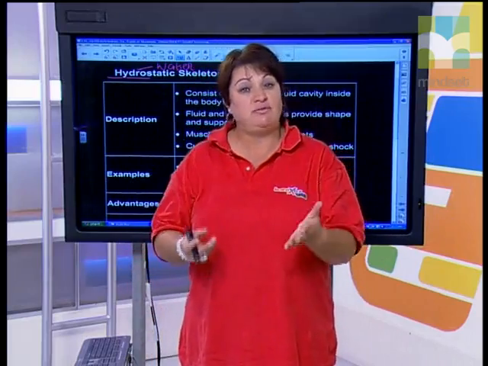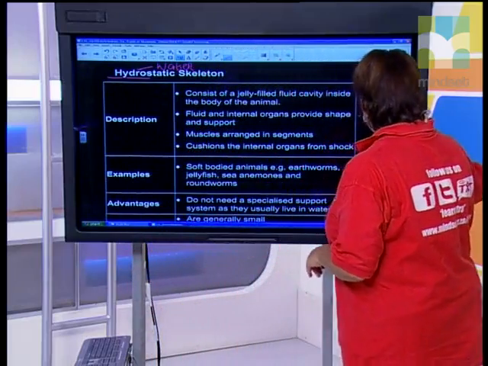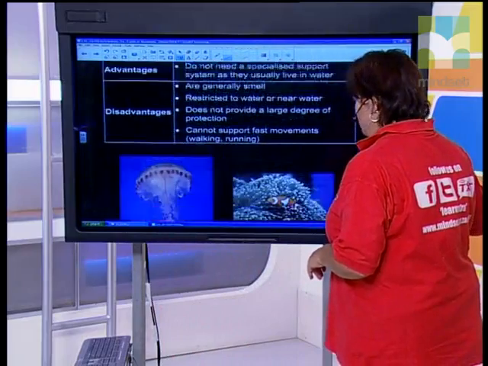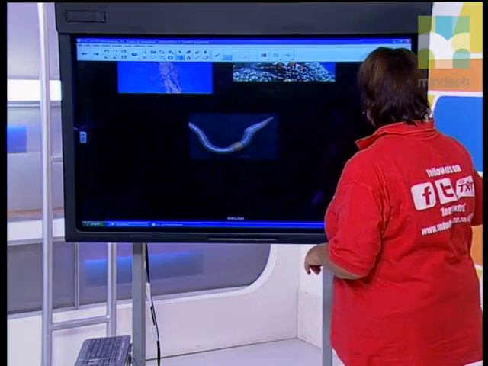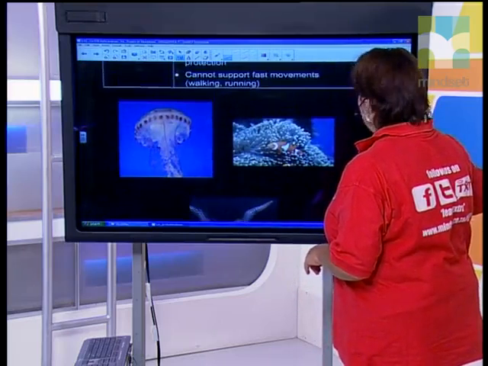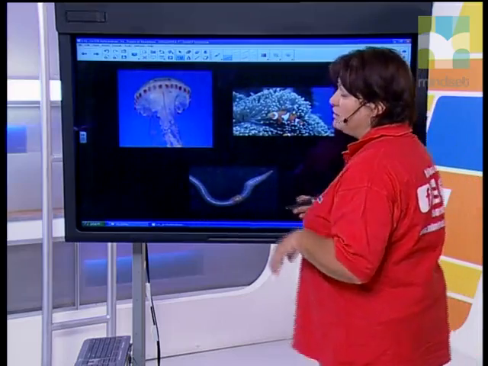Let's look at the pictures first. I'm going to go all the way down to the bottom. If we have a look at the pictures, we will notice already what kind. When we talk about a hydrostatic skeleton, it's soft. Water is going to be the support system. So these organisms are soft and squishy. That's the only words I can use.